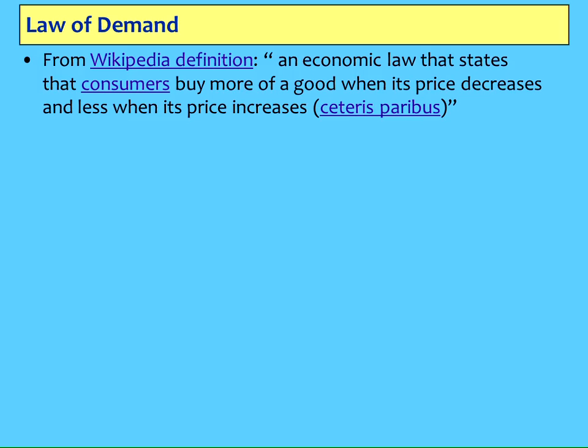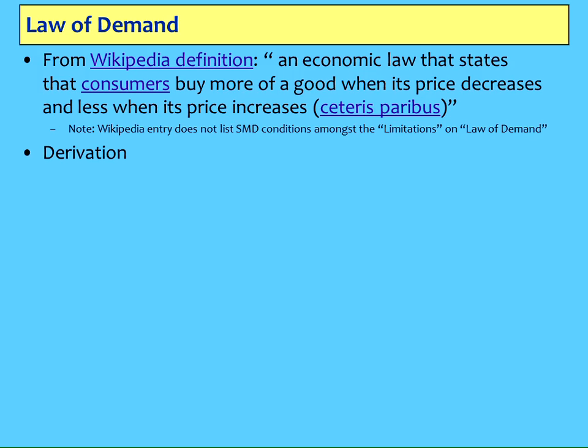Now, let's look at what the law of demand is supposed to be. It's an economic law that says consumers buy more of a good when its price decreases and less when its price increases, other things held constant. At least it's got ceteris paribus in there. They do not admit in the Wikipedia definition that the SND conditions are nice limitations on the law of demand, I might add. I'd like to see somebody go inside and edit that, thanks very much.